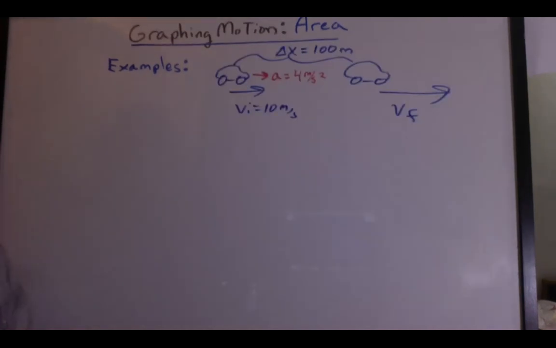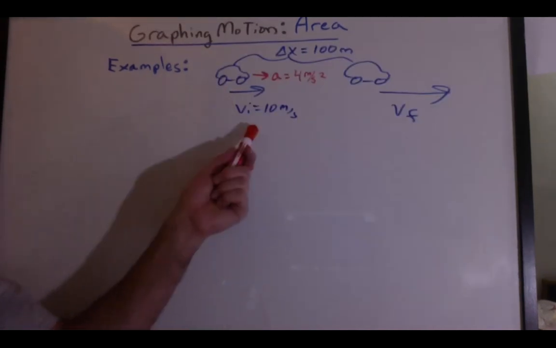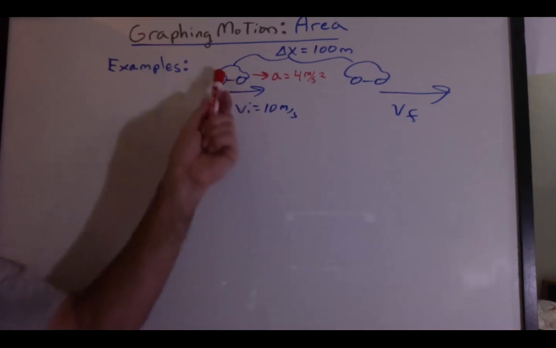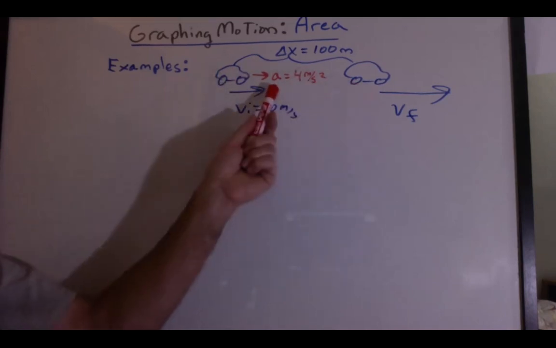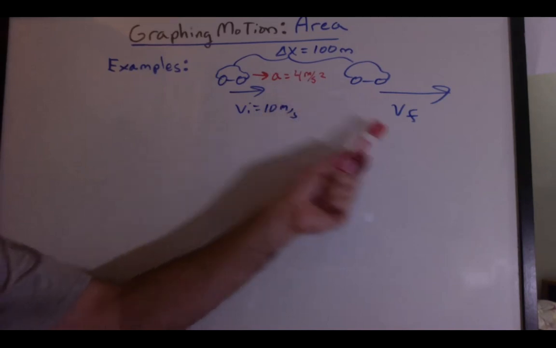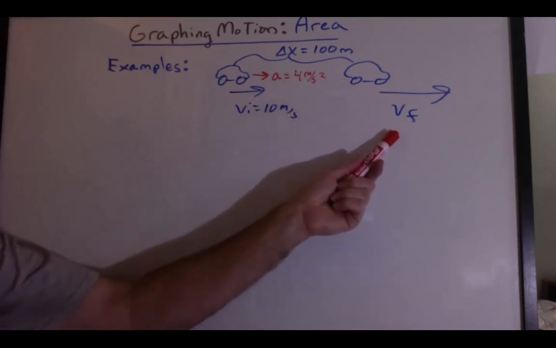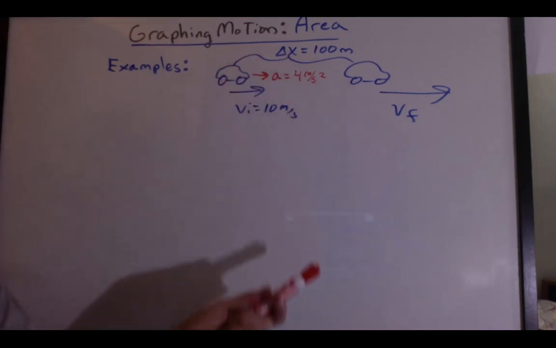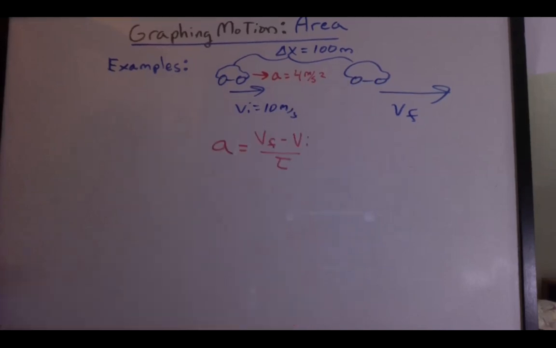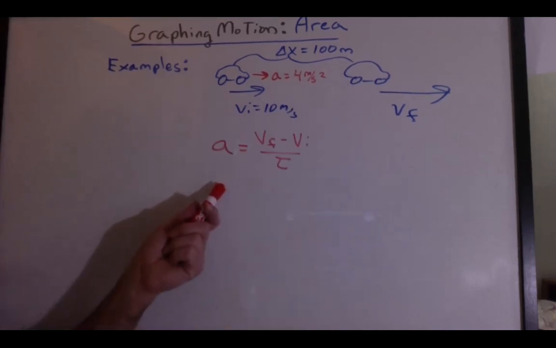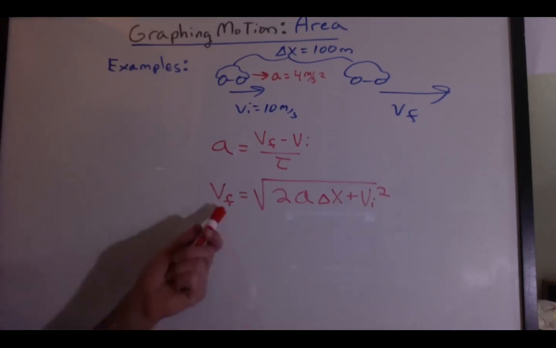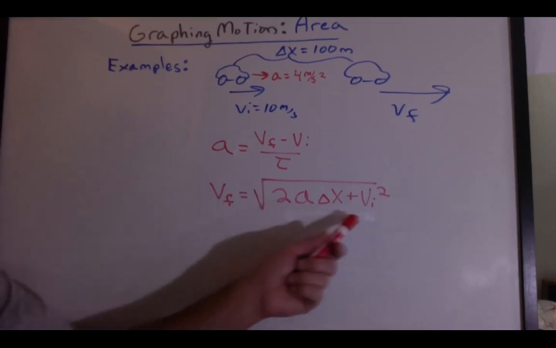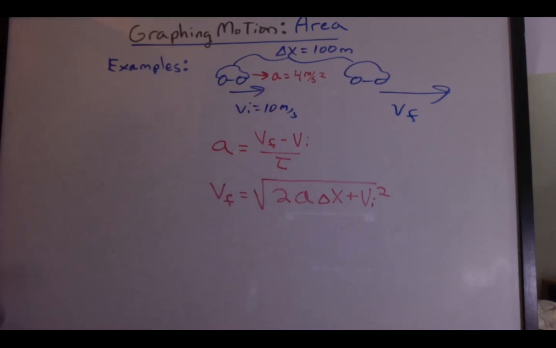Just one more example. Let's say we have a car traveling at 10 meters per second. It travels 100 meters, and it accelerates at 4 meters per second squared. How do you get the final velocity? Notice that there's no time in this equation, so you can't use this formula. Not to worry, we have this formula. There's no time in it, but we have everything else. We get 30 meters per second.